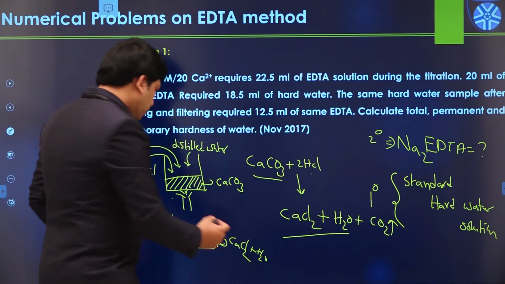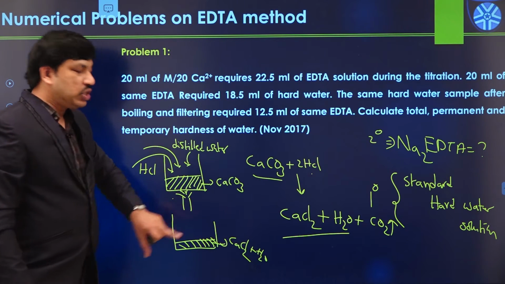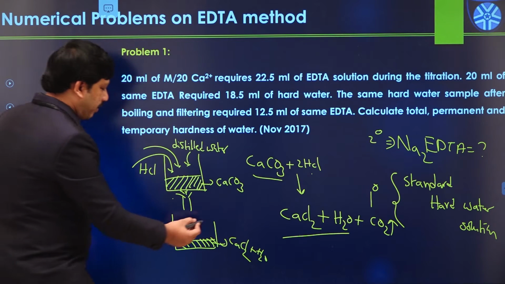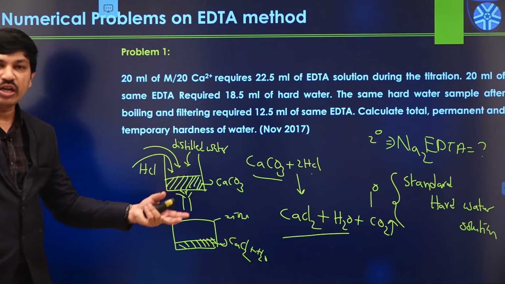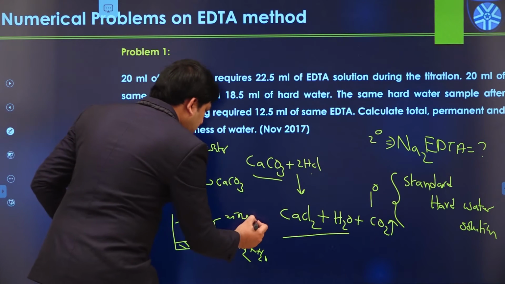Then you have to make up this solution to the required volume, like 250 ml, 500 ml or 1000 ml, something like that, by using distilled water only.